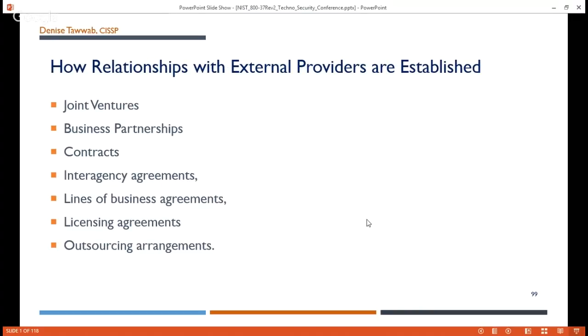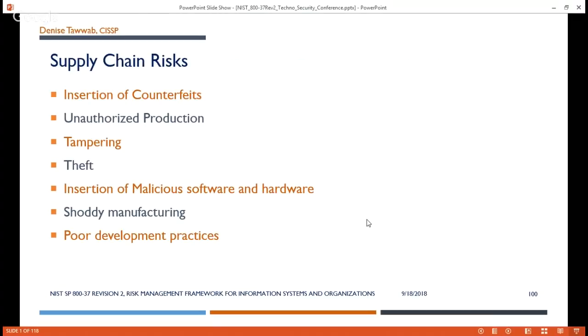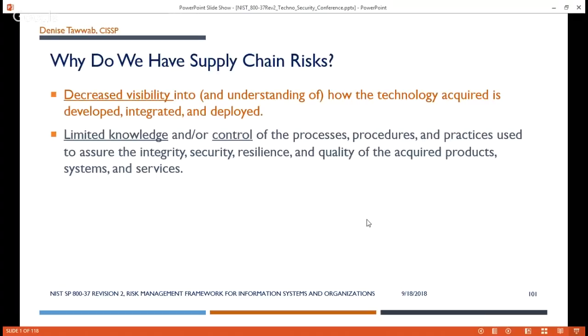Okay, you establish relationships with your external providers by joint ventures, business partnerships, contracts, interagency agreements, line of business agreements, licensing agreements, and/or outsourcing arrangements. Some supply chain risks include insertion of counterfeits, unauthorized production, tampering, theft, insertion of malicious software and hardware, shoddy manufacturing, and poor development practices. So we have supply chain risk.